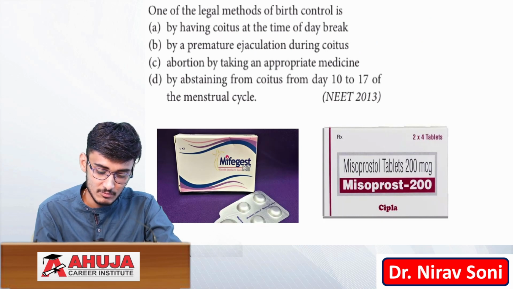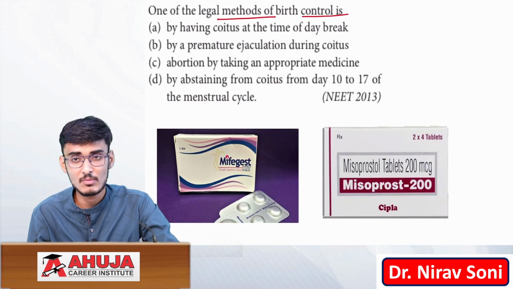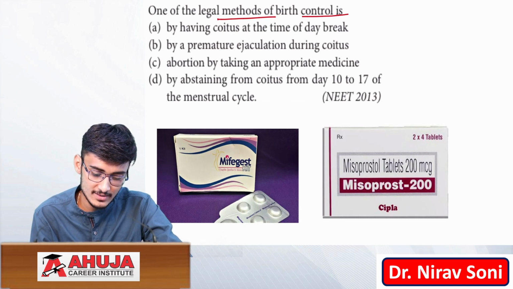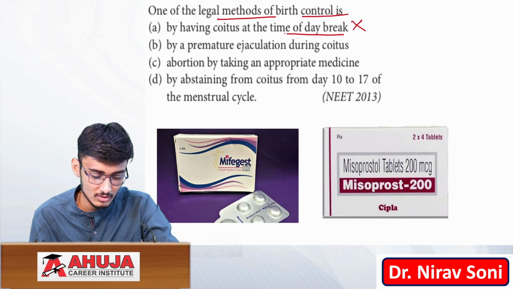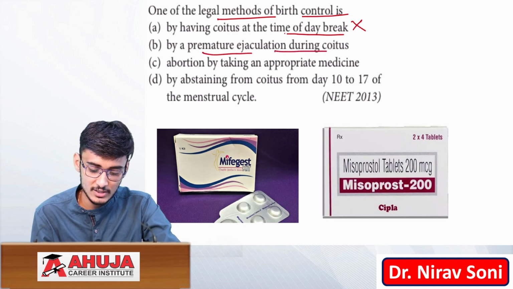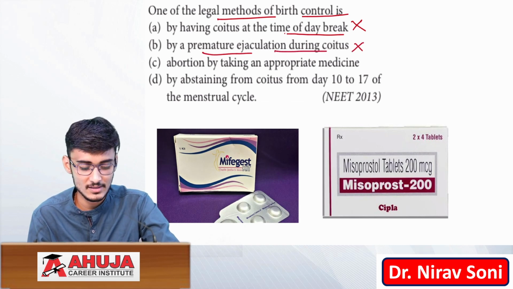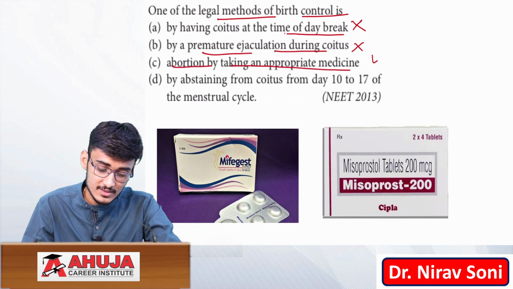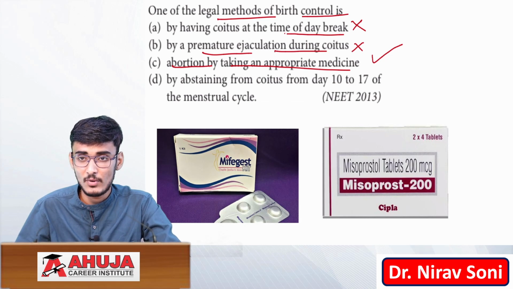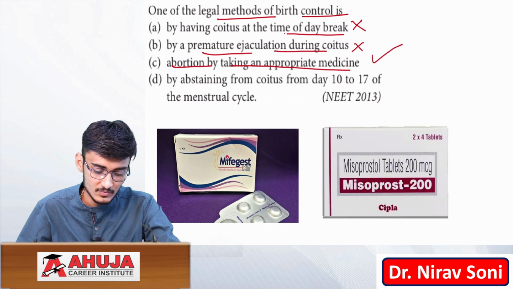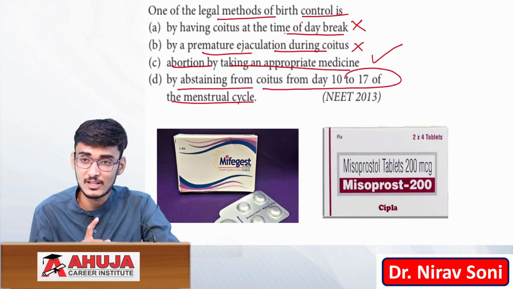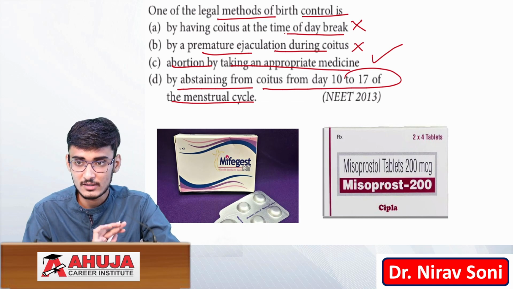One of the legal methods of birth control is. By having coitus at the time of daybreak. No. By premature ejaculation during coitus. This is a wrong sentence. Abortion by taking inappropriate medicines. Match the sentence according to the question. By abstaining from coitus from 10 to 70 days of the menstrual cycle. This is not a legal method of control. Option C should be right over here.